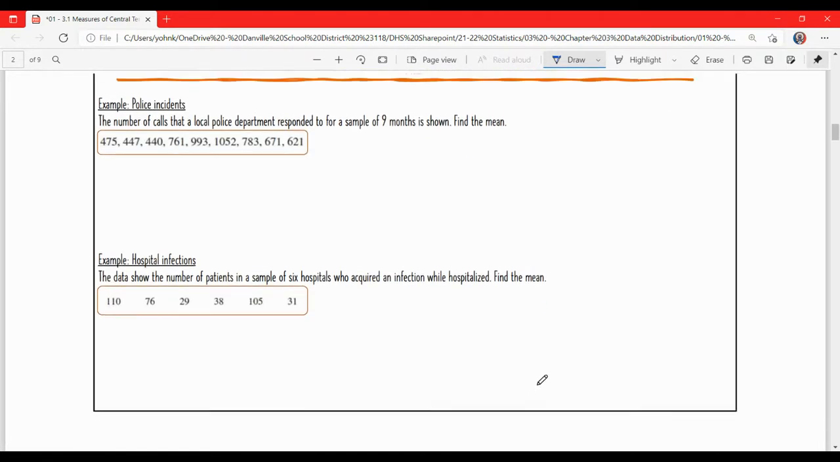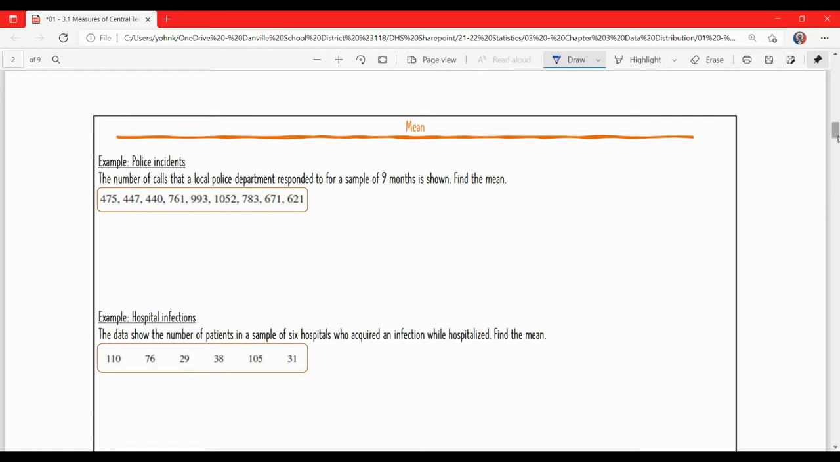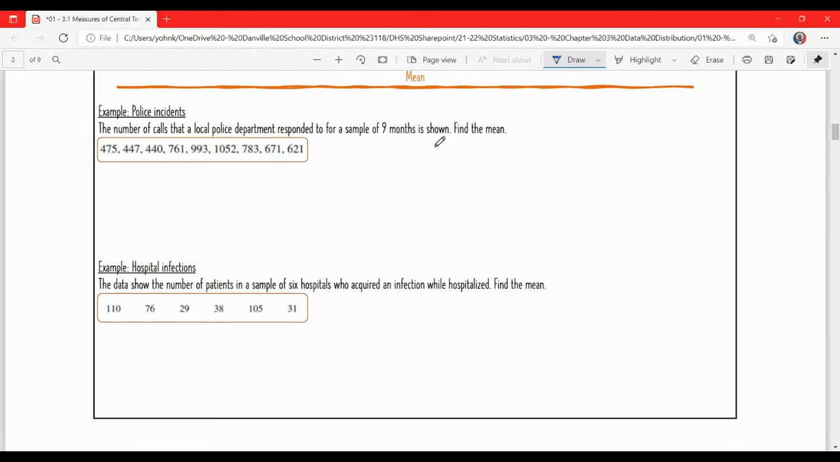All right, here we have some examples on finding the mean. The first one: the number of calls that a local police department responded to for a sample of 9 months is shown. Find the mean. In order to find the mean, I need to add all of the values up and then divide by the number of values I added. Since it's a sample, I'm going to use x bar is equal to the sum of all the x values divided by the sample size n.